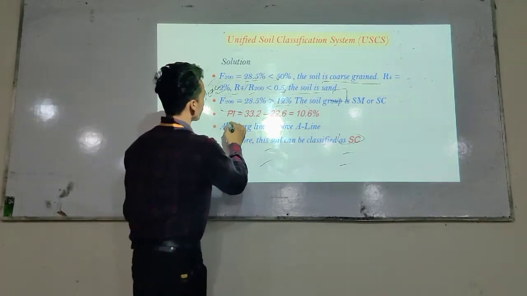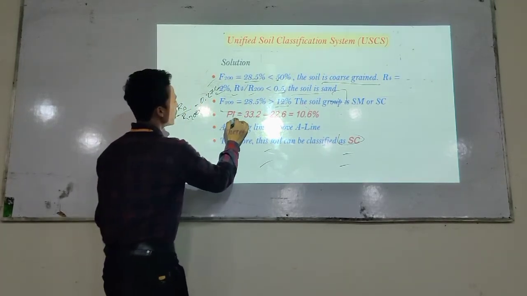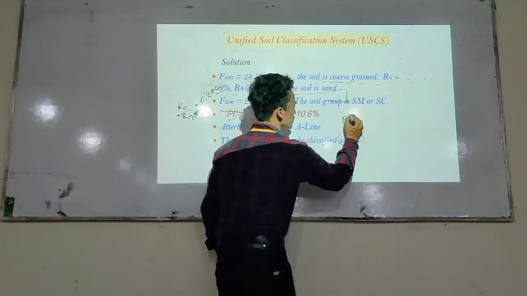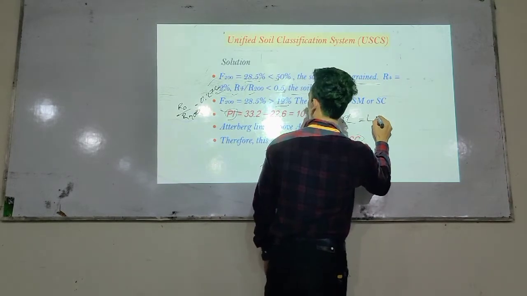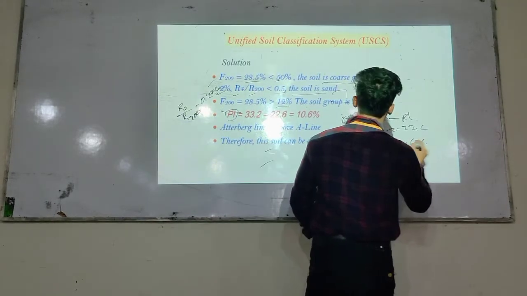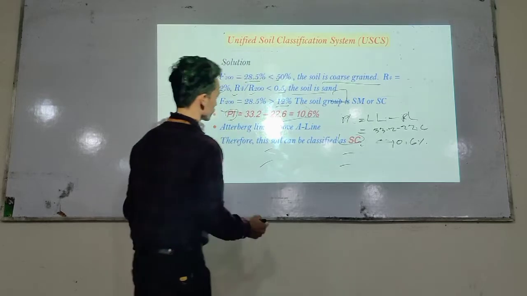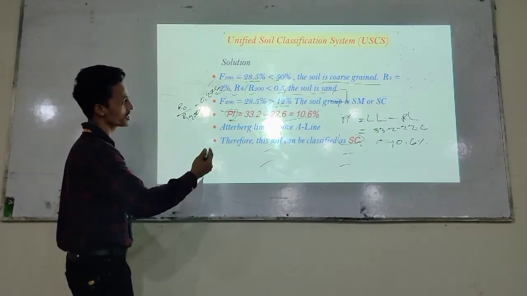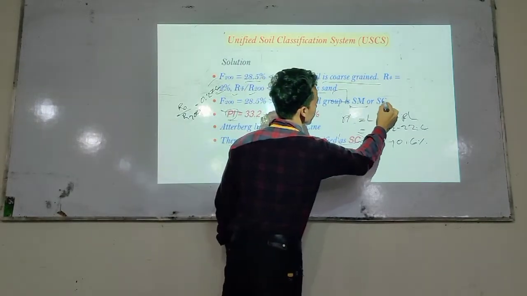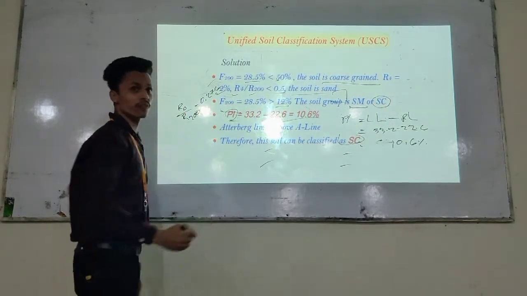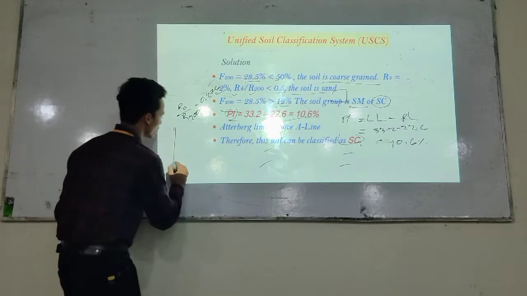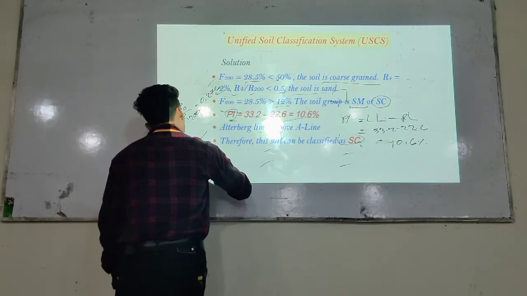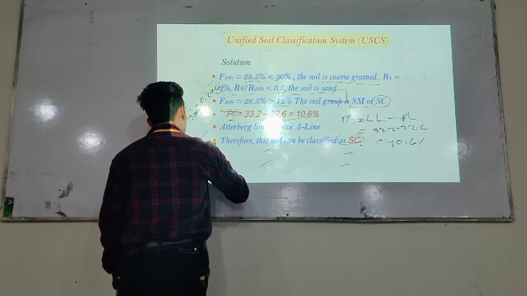That's why we have to find the plasticity index, which will tell us whether it is silty sand or clayey sand. That's why we need to find the plasticity index, where we have a line. Here I have an equation, 3.73.